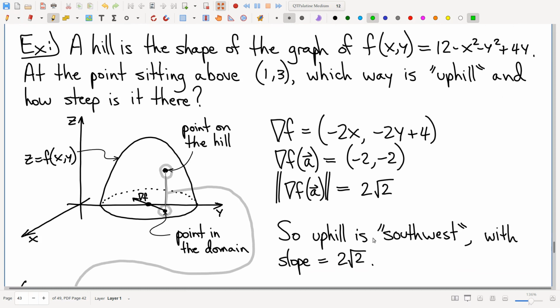So let's see an example. Here we go. We've got a hill that is in the shape of the graph. Keep in mind, graph means that height is what the function is, right? So graph z equals, and in this particular scenario, we've got a formula for altitude. And I'm at the point 1, 3. Well, to be fair, I'm actually at the point sitting above 1, 3. Let's not be silly. 1, 3 is in the domain. I'm on the side of the hill. I'm not buried underneath the hill. I'm not in a two-dimensional world. I'm up on the hill itself in a three-dimensional world.